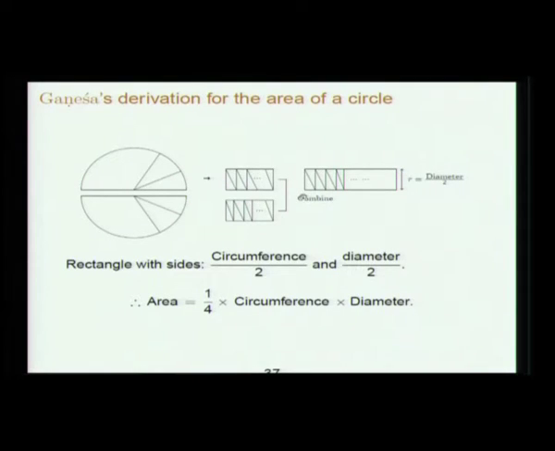So, essentially you will get a rectangle, and the height of that rectangle is only diameter by 2, and this will be circumference, okay. This will be half the circumference. Rectangle with sides circumference by 2 and diameter by 2, the radius, right. So area is clearly 1 by 4 into circumference into diameter. So, that is what he gets.